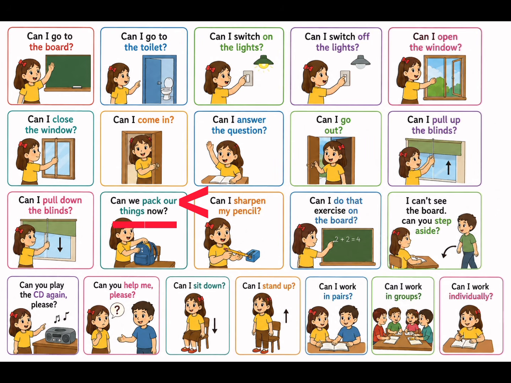Can we pack our things now? Can I sharpen my pencil? Can I do that exercise on the board? I can't see the board. Can you step aside, please? Can you play the record again, please? Can you help me, please? Can I sit down? Can I stand up? Can I work in pairs? Can I work in groups? Can I work individually? These are very useful expressions. Try to use them in your English class every day, instead of speaking your first language.